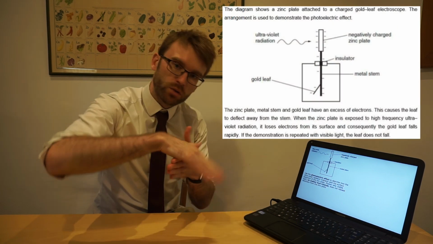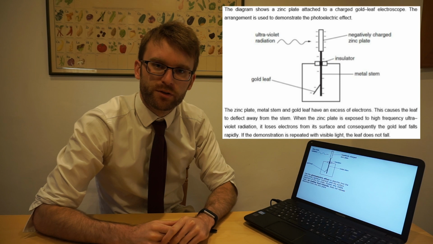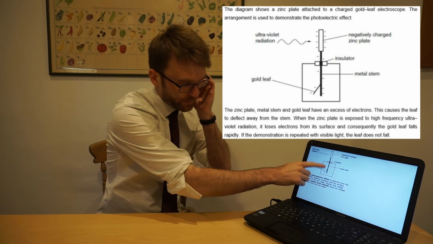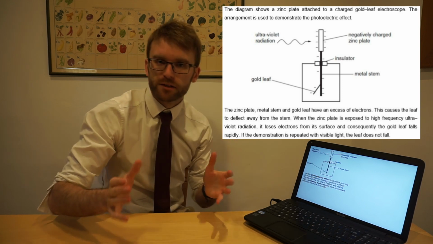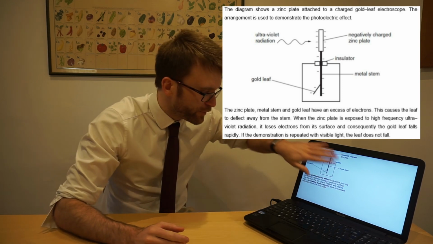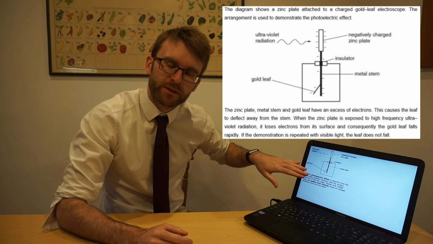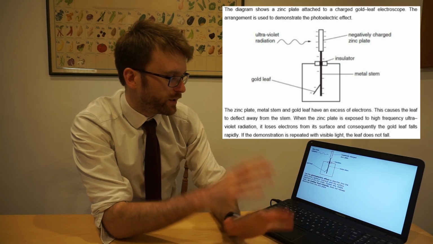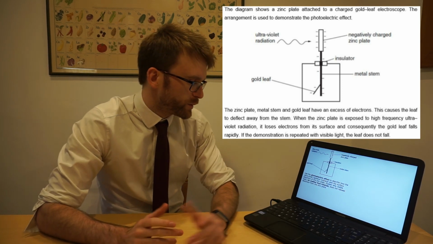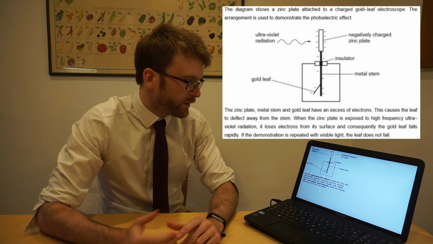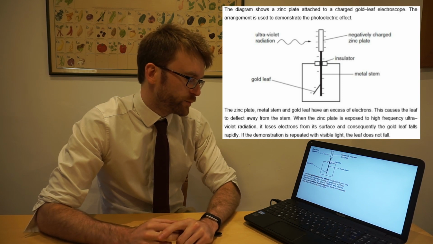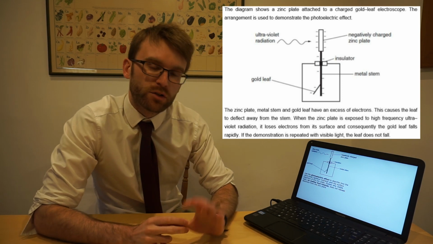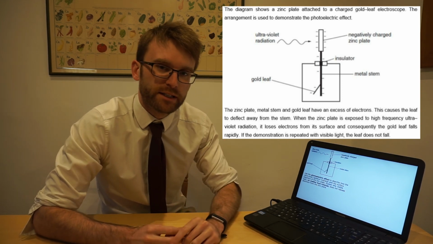We've got this gold leaf, which is essentially just like aluminium foil, like a Kit Kat wrapper but made of gold. It's repelled from the main metal stem here. Why is it repelled? Ask yourself that. Well, it's because everything here is negatively charged, and like charges repel. We've got UV radiation coming in. It's asking to use the photoelectric effect to describe how the UV radiation interacts with the electrons of the zinc plate, and why, with visible light, no matter how intense and how bright, nothing happens.